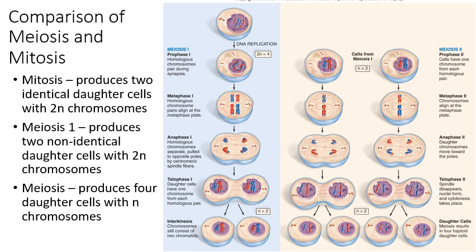So mitosis, again, identical cells, diploid cells. Meiosis 1, diploid cells, non-identical. Meiosis, oh, it should be meiosis 2. Sorry. Well, that was all meiosis. Meiosis 2 produces haploid cells that are all non-identical. Is that clear?